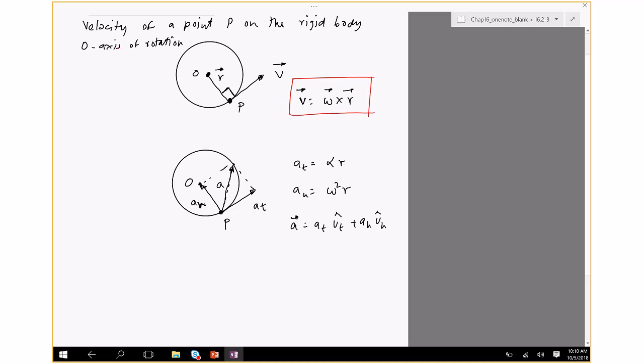The left one's a_n, and the other one's a_t. Okay, so these are actually the magnitudes. But the actual formula is alpha cross r minus omega squared times r. So the first two are the magnitudes, and then the last one is the vector. There's a derivation in the book, I will not go through that. But the last formula is the acceleration formula as a vector.